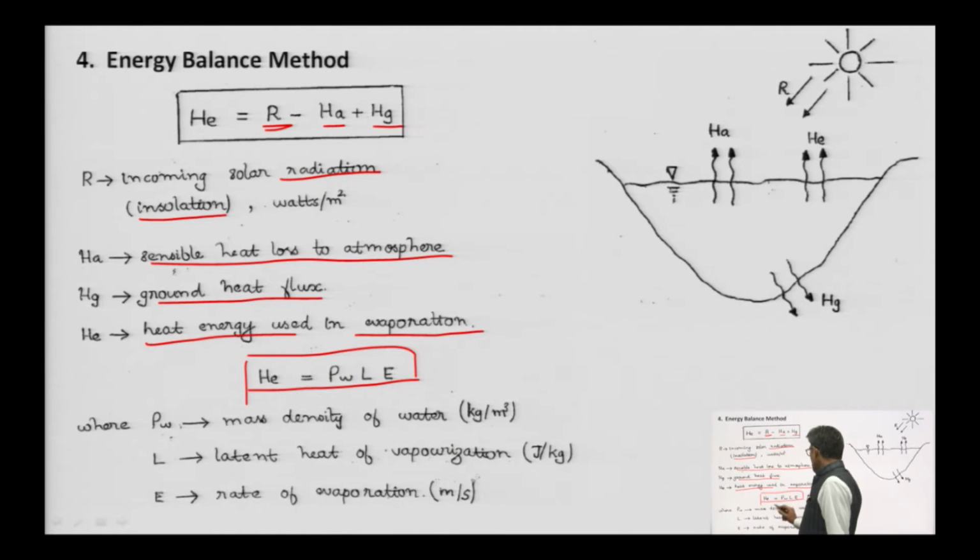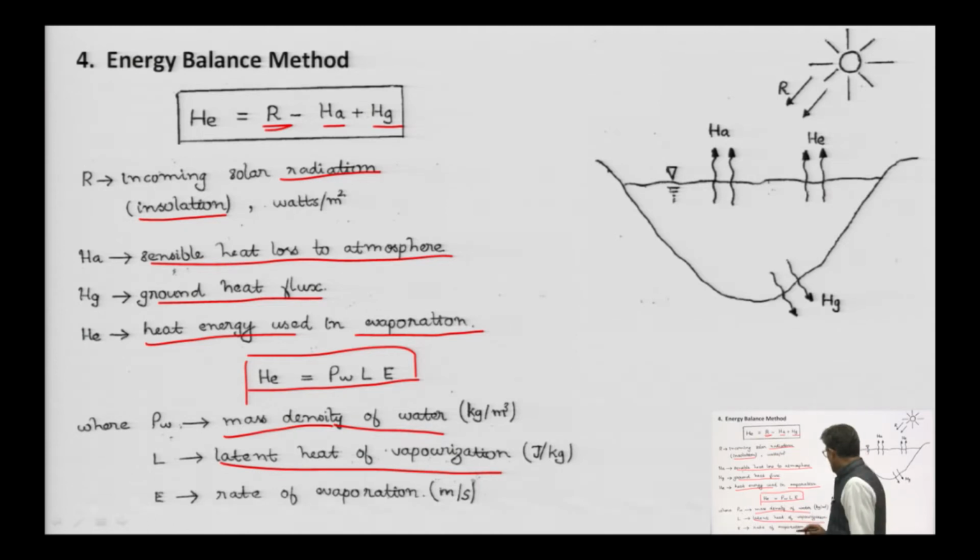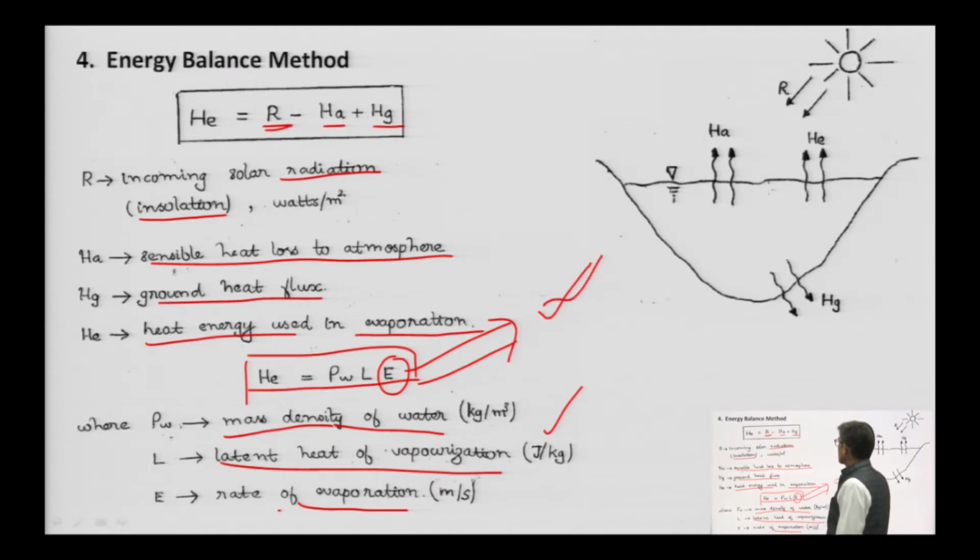This heat is dependent upon rho W, the mass density of the water, in kg per meter cube. L is the latent heat of vaporization, in units of joule per kg, and E is the rate of evaporation that we need to calculate. Rho W and L are known to us, which means He is known to us.